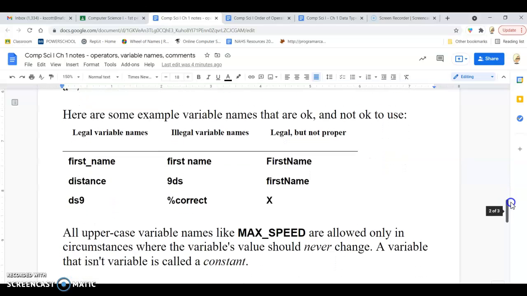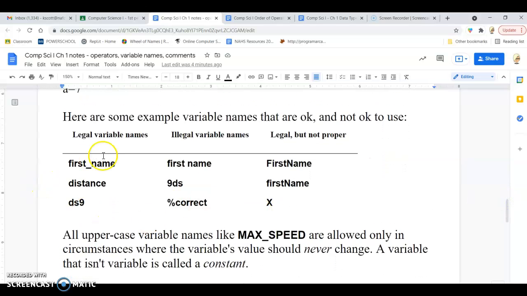And here are some examples. These variable names in the first column are good. They're fine. Notice they only have letters, numbers, or underscores. No weird characters, no spaces. In the second column, these are not good variable names, and we'll go through and talk about why. The top one, first name, has a space in there, and you can't have that. That would cause an error.